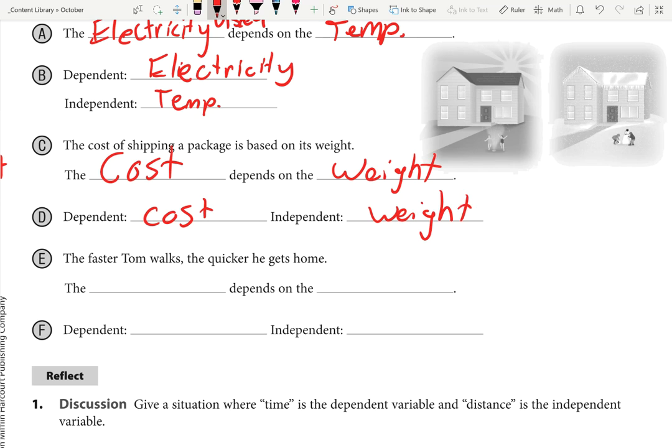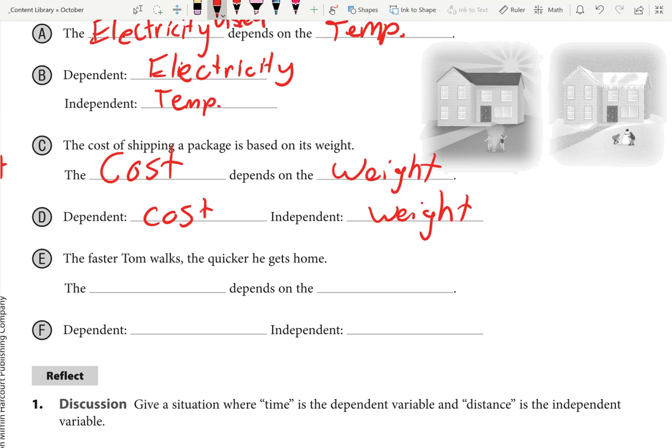Because what's going to happen is the weight of the package affects the cost to ship it. The cost to ship it does not affect the weight of the package. The weight of the package affects the cost to ship it. So remember, the independent variable affects the dependent. The dependent variable is affected by the independent variable.